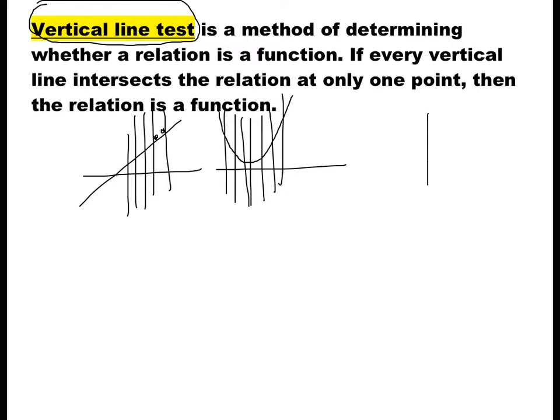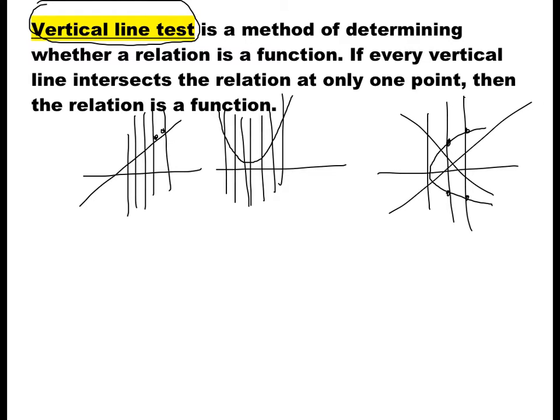But now consider the following example. If I have a graph like this one, if I draw a perpendicular line, you can see that the line crosses the graph at more than one point, so this is not a function. Another example of a relationship is a circle. If I draw perpendicular lines, you can see that the intersection points are more than one. So this is not a function also.